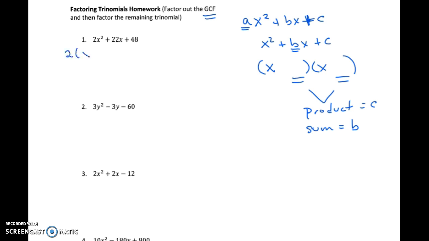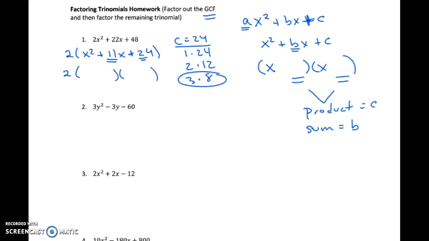So first I'm going to factor out a greatest common factor. And then I'm going to identify the c in my problem. Look for the factor pairs of c, and I'm searching for one that has a sum of 11, because b is 11. As soon as I find that, I'm ready to factor. I know my first terms are both x, because x times x gives me the x squared, and my second terms are plus 3 and plus 8.